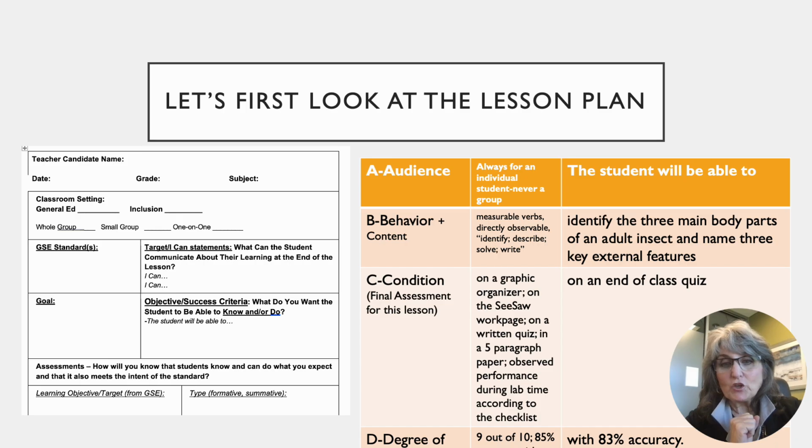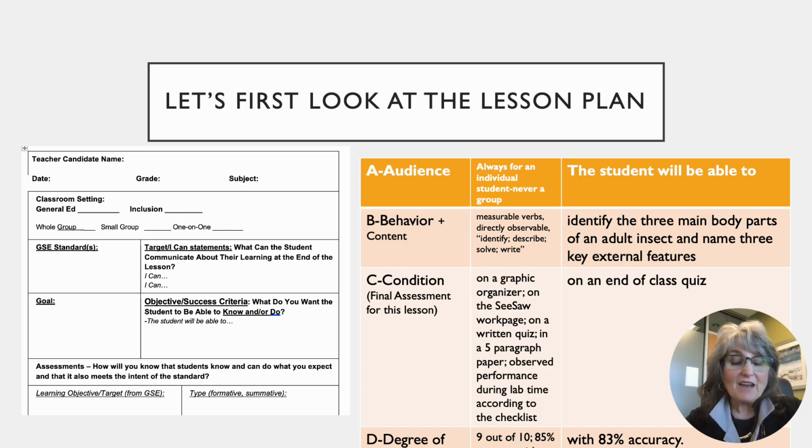So make sure that you have 2 that are here, and make sure also that you follow the formula for writing your objectives. Make sure that you have the audience, the behavior with the content, the condition, and the degree of proficiency to make sure that they are measurable.